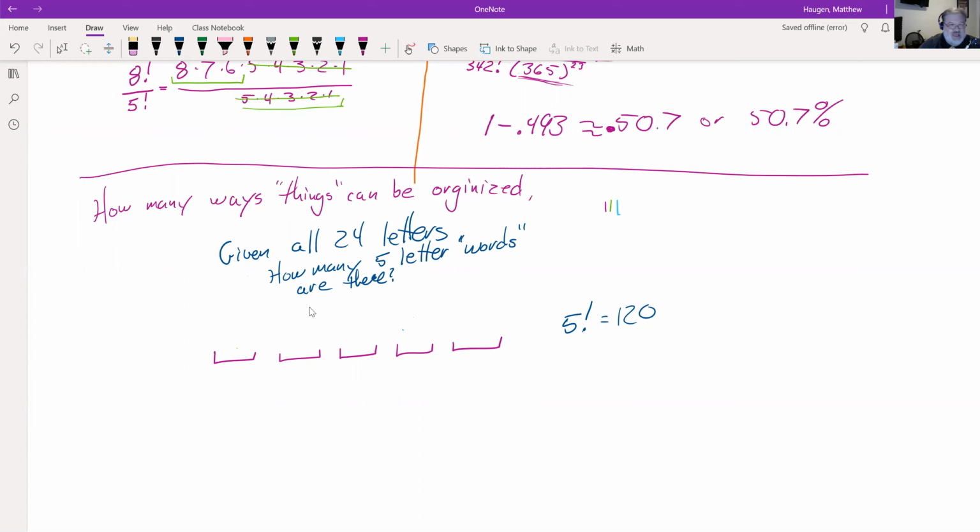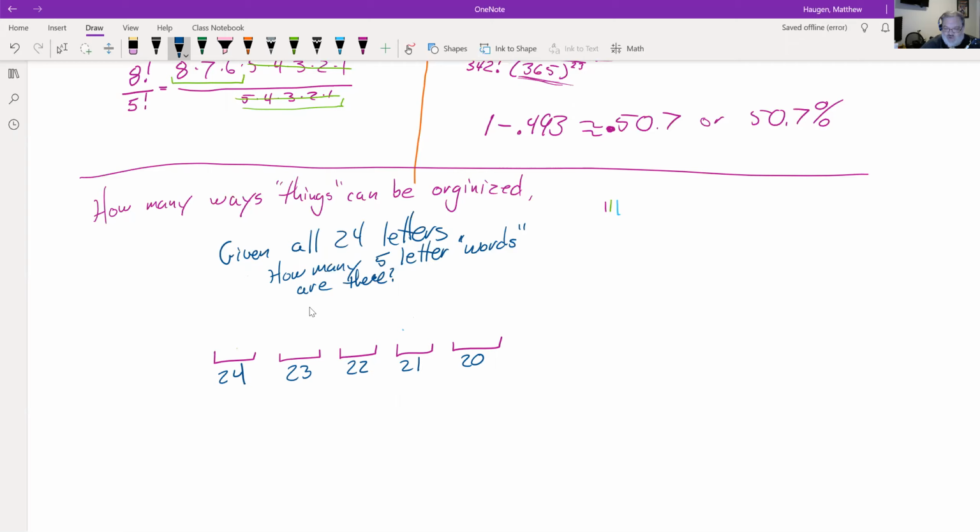So A, I, that's a word, according to this. So how many 5-letter patterns or codes could we have? Well, how many letters can go in the first box? I heard Allie say 24. How many letters can go in the second box? 23. Then 22 in the third box, 21 in the fourth box, and there are 20 different letters that can go in the last box.